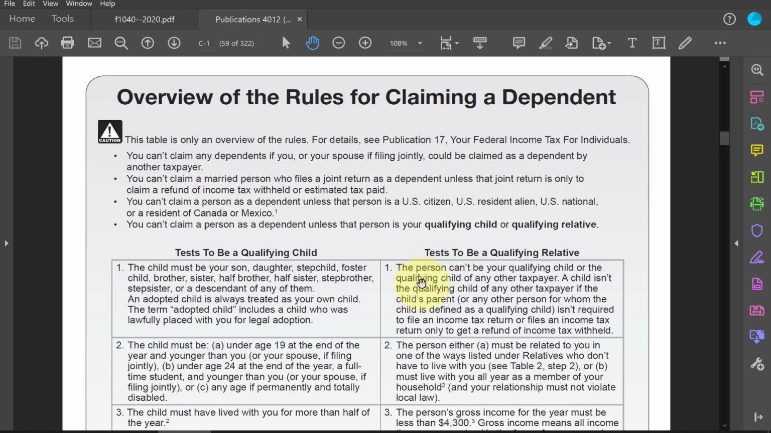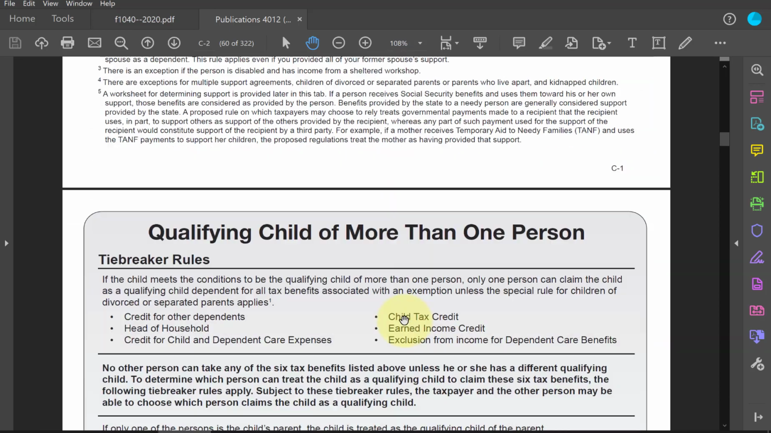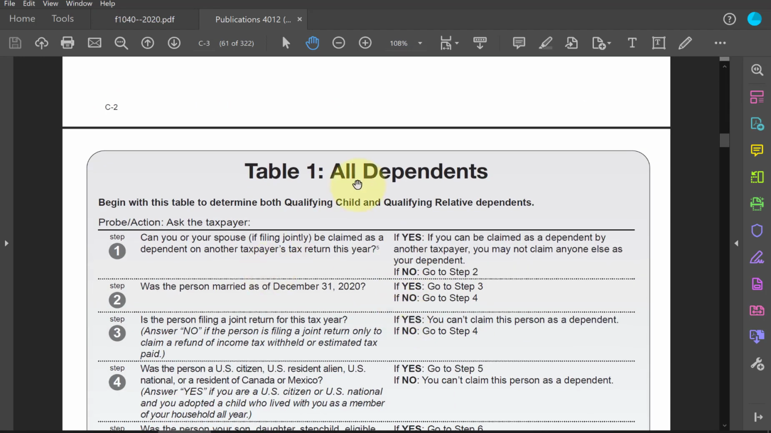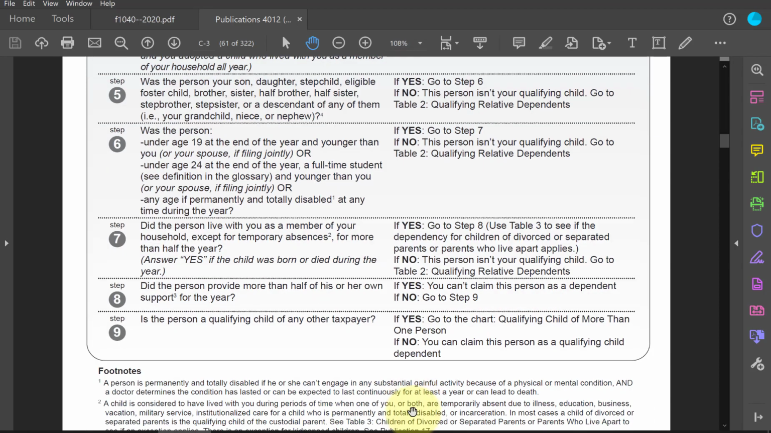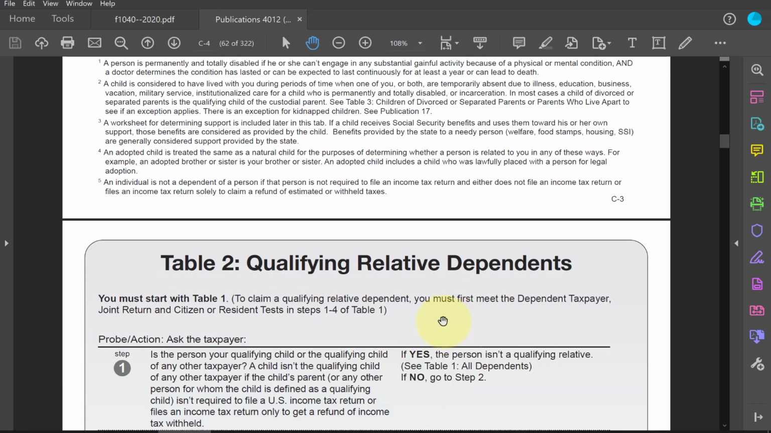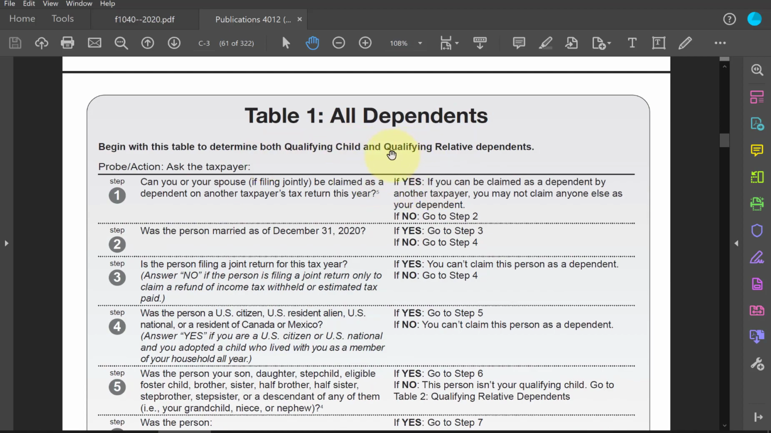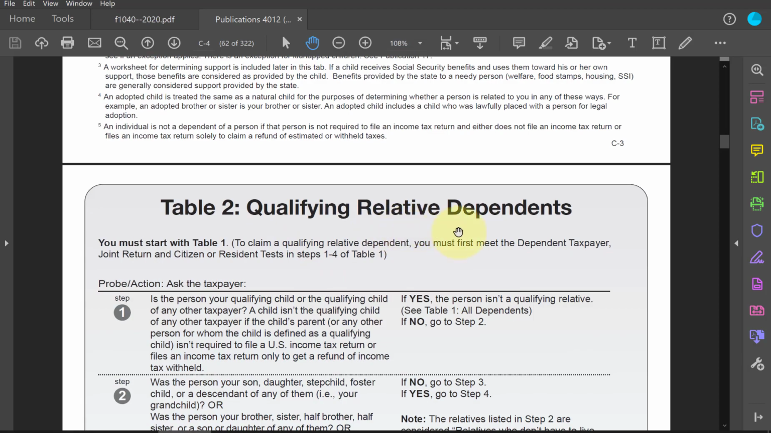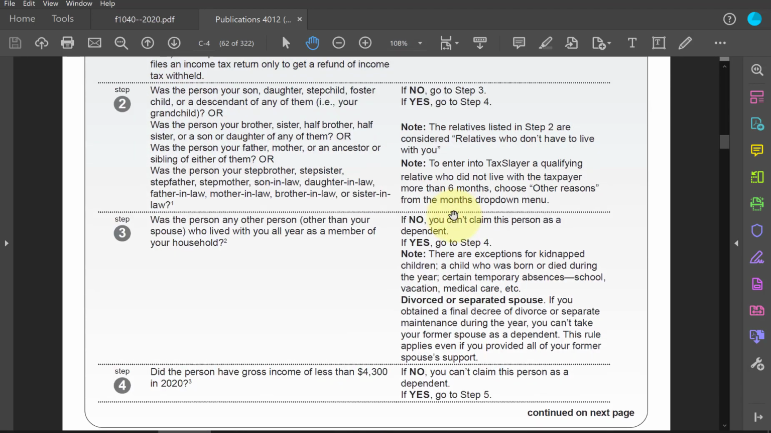Okay, so you can use this table to do a quick review of the two tests. But if you want to get even more detail on all these tests, further down there are these tables. So here's a step-by-step rule for all dependents. And you can go through these questions and it tells you to move on to the next question or you're not qualifying. And then more specific, this is qualifying child, I believe. Qualifying child and qualifying relative. And here's the rule for qualifying relatives. Yes, more detail.